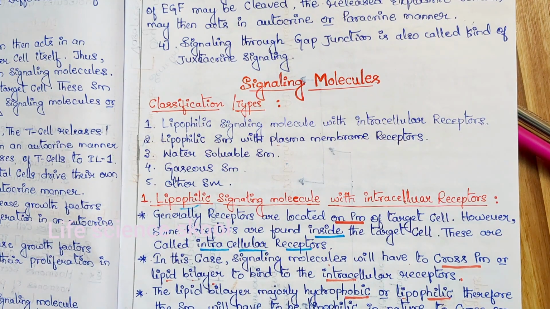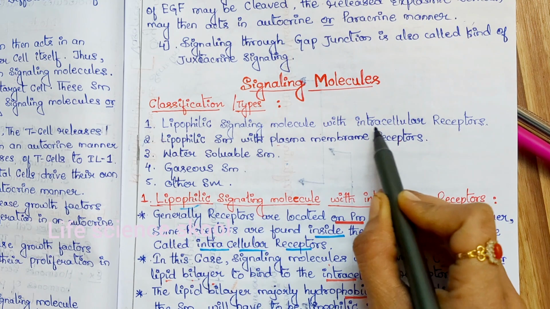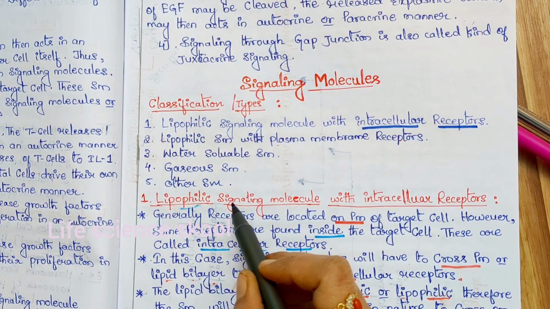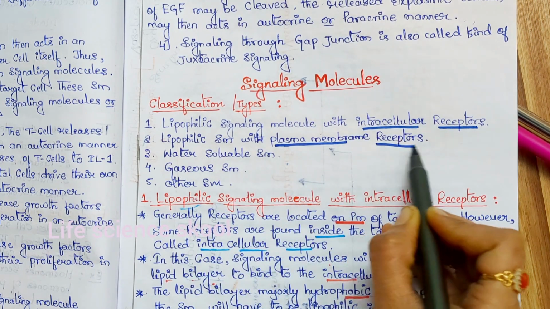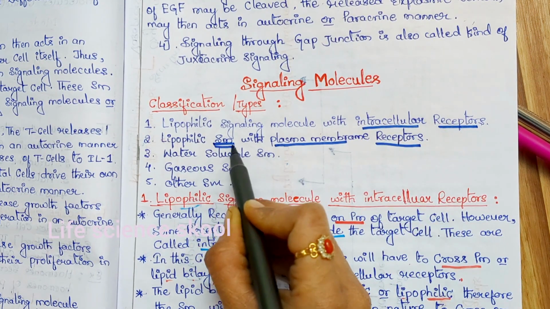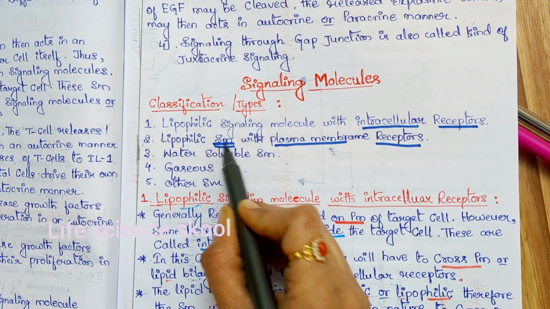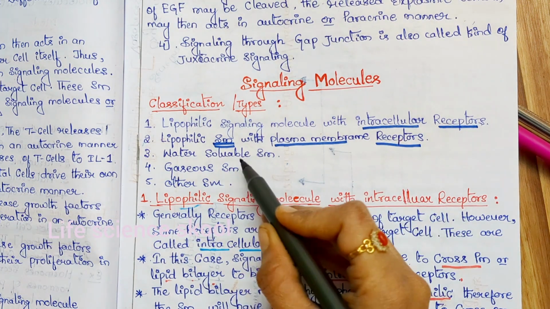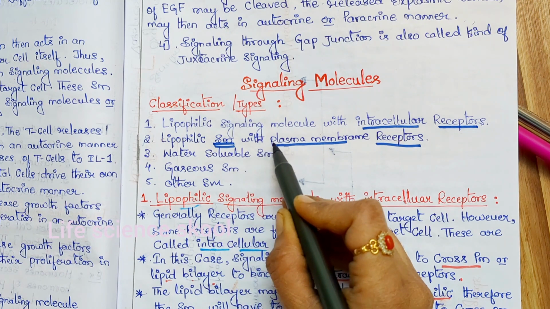In the previous video we discussed lipophilic signaling molecules with intracellular receptors. Now in this video we will discuss lipophilic signaling molecules with plasma membrane receptors. So we're talking about the second type of signaling molecules, that is lipophilic signaling molecules with plasma membrane receptors. In the next video we will discuss other things. Okay, now we will focus on this.